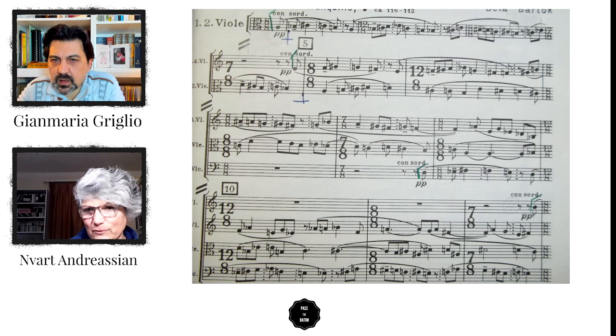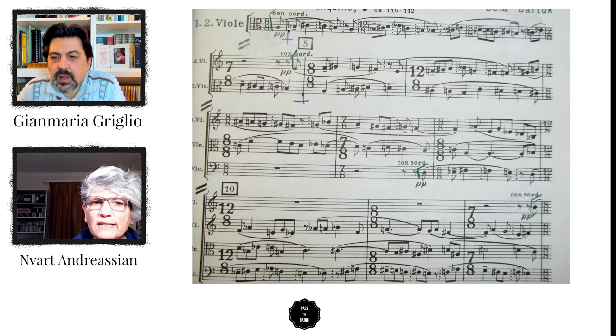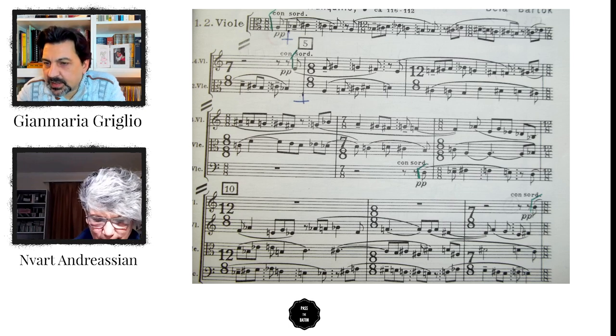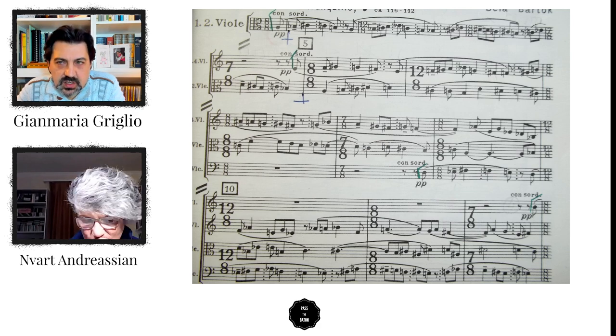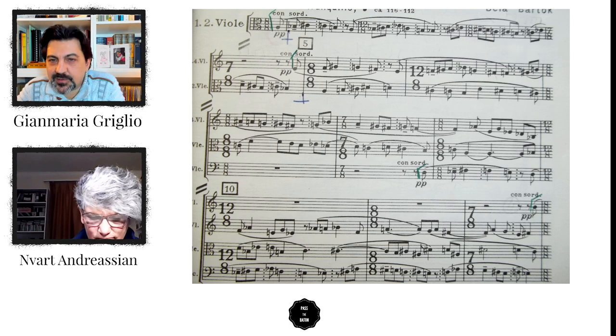I couldn't make photos of all the score, but if somebody has the full score, he will see. For instance, the second entrance is a quinta, a fifth higher than the first. That's the violins.